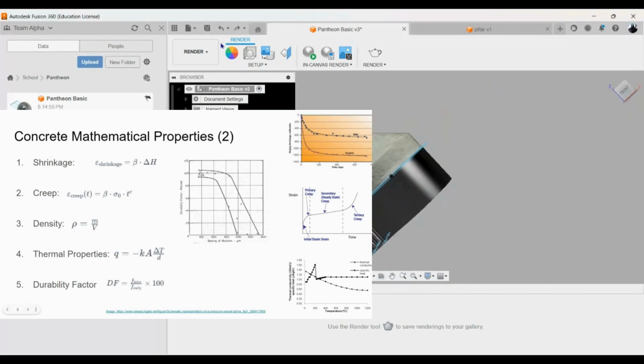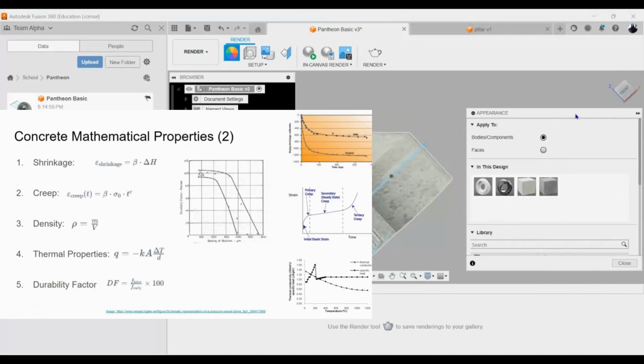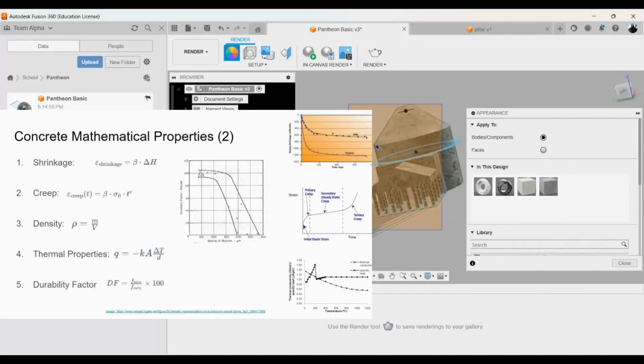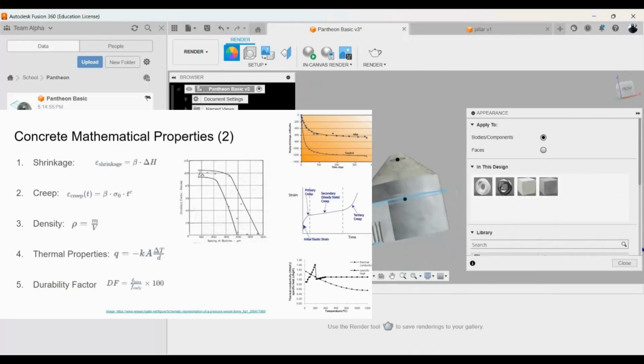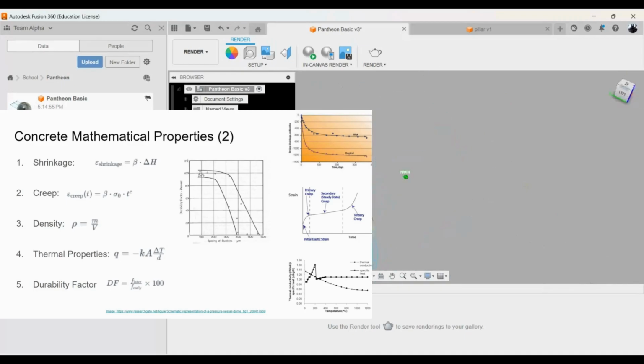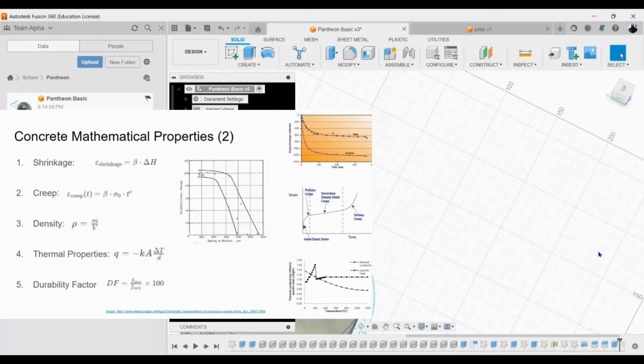For the creep equation, epsilon creep is creep strain at time t. Beta in this case is the creep coefficient. T is time of loading. Sigma is a constant, and C is a creep exponent, which is, I think, linear in this case. And then the density formula, you know that.